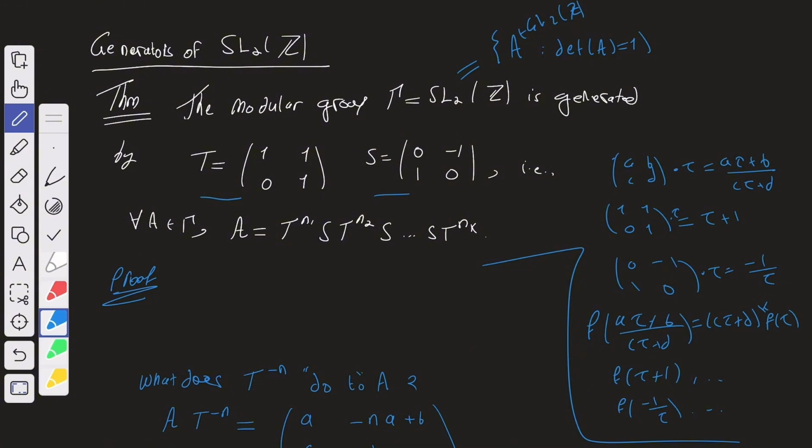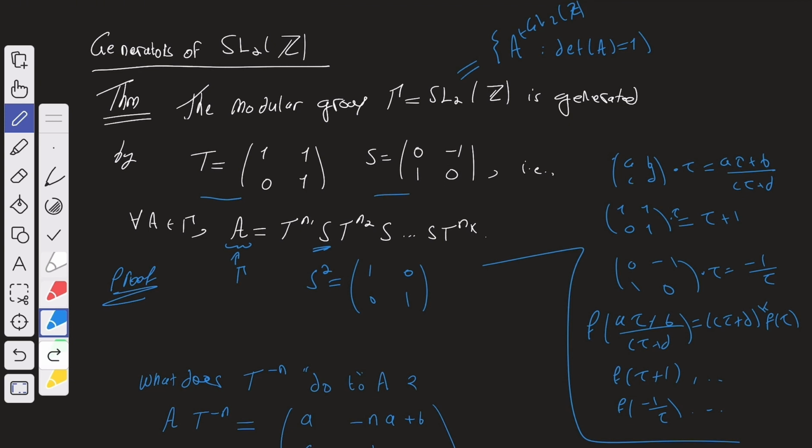But first let us see what we mean by T and S being generators. By T and S being generators, I mean that if you take any element in gamma, any element in SL2Z, you can write it as a product of powers of the matrices T and S. Now, the square of the matrix S is actually the identity. Thus, the highest power of S we need in this expression of A as a product is 1. We want to express any generic element of SL2Z as a product of powers of S and T.